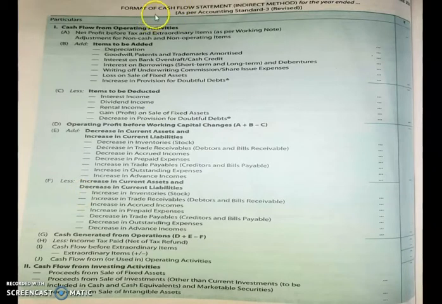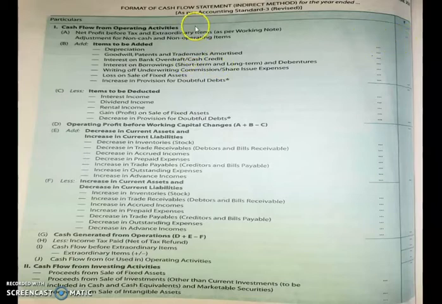This is the format of cash flow statement. At the top you have to write cash flow statement for the year ended. The year will be given to you in the question. Then you have to prepare a box. In that, particulars will be there and amount column will be there. If possible, you can prepare two amount columns.